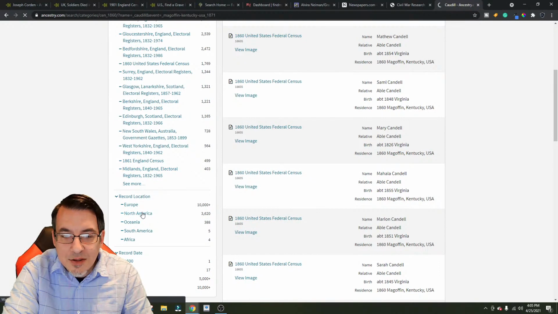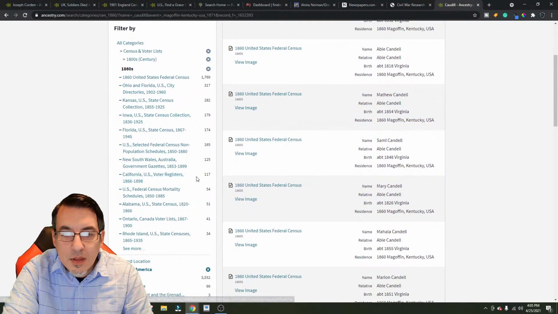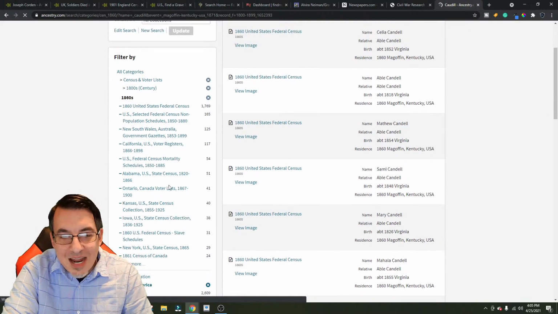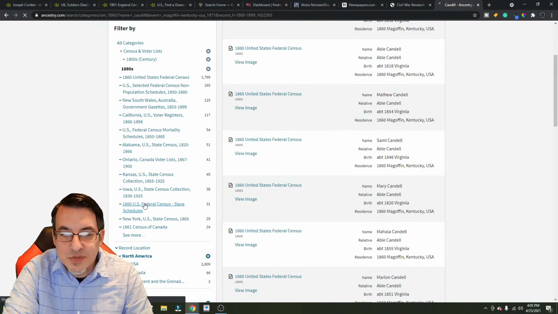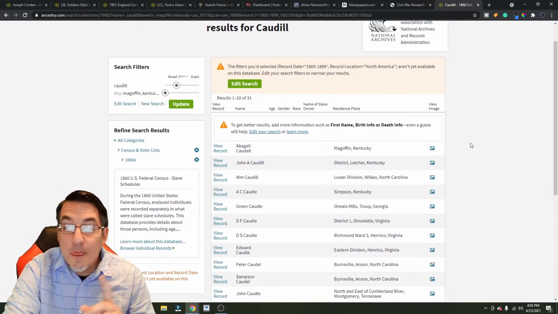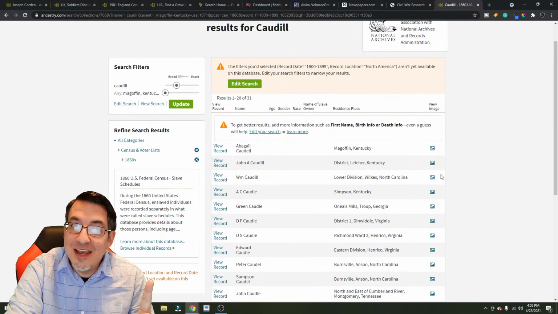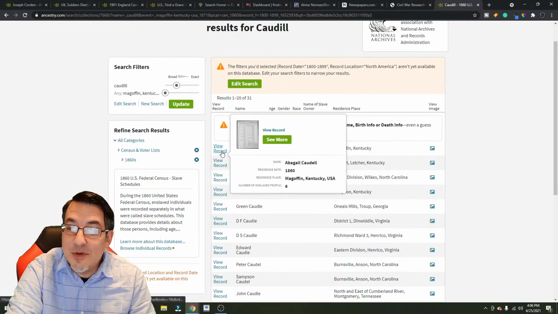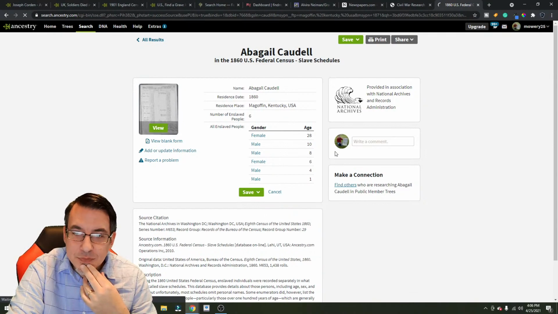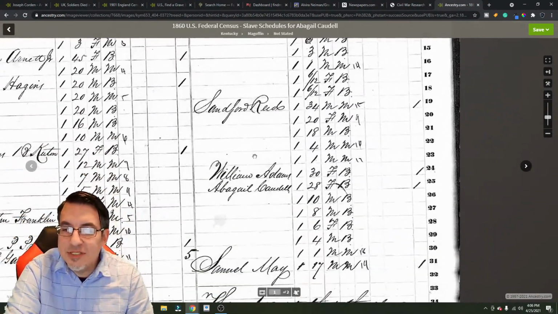So I'm going to try to narrow this down. North America. Narrow it down specifically to 1860. And some of the stuff I'm doing right now just comes from having done this for a long time. I can make my way around this really easily. Okay, there's one slave owner in Magoffin County, Kentucky in 1860 with the last name Caudle. And you can see here, again, spelling means nothing. Abigail Caudle.